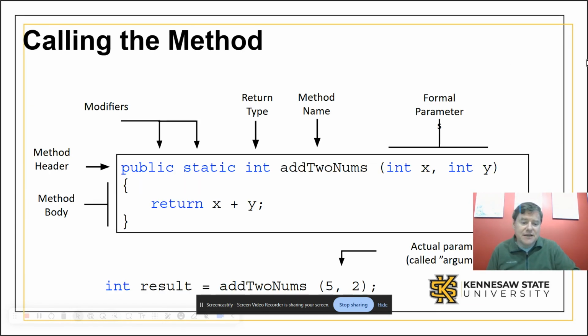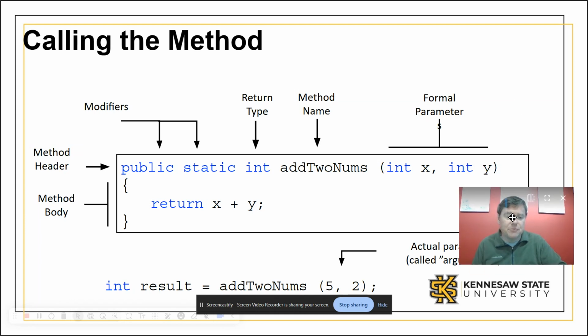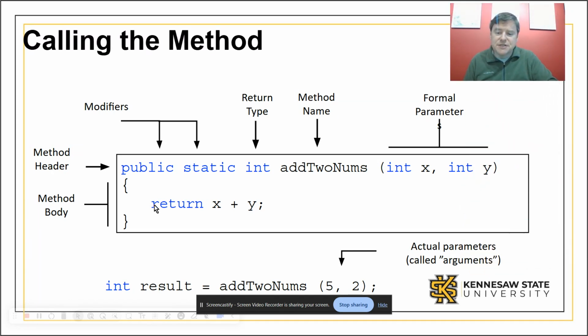So let's take a look at that top line again just for a few moments. As we said, the first thing you're going to have is some modifiers. In Java, it's possible to declare a method as public, private, or protected. We're going to talk about that in detail later on, but for now, pretty much every time you write a method, you're just going to say public to start off with.